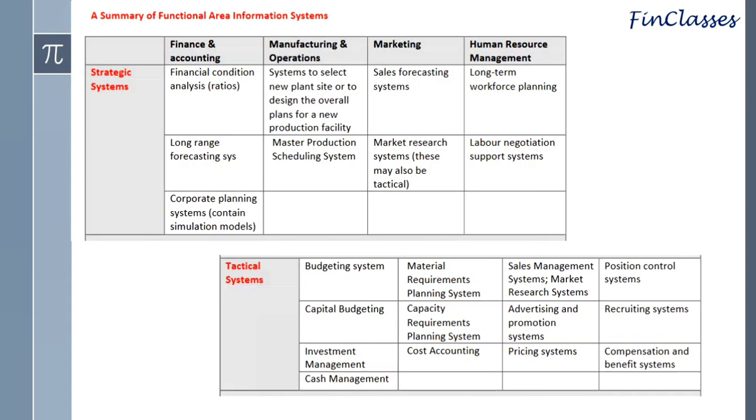And master production scheduling system. Production definitely should have a scheduling system, a plan should be there. How many shifts the people will be working, how many people will be working, how many products will be delivered, and all these things would be taken care of.